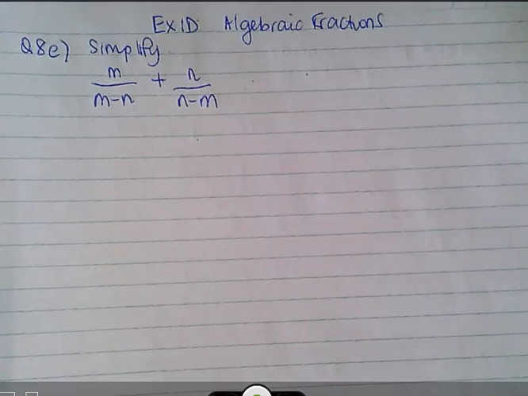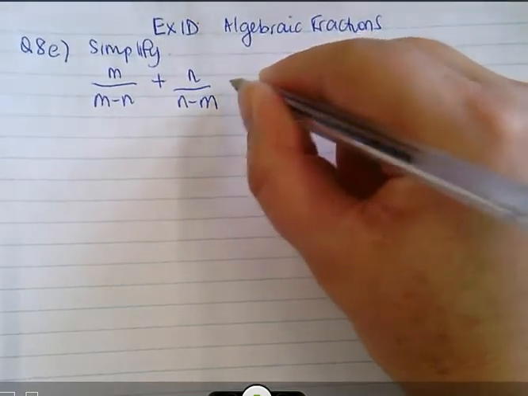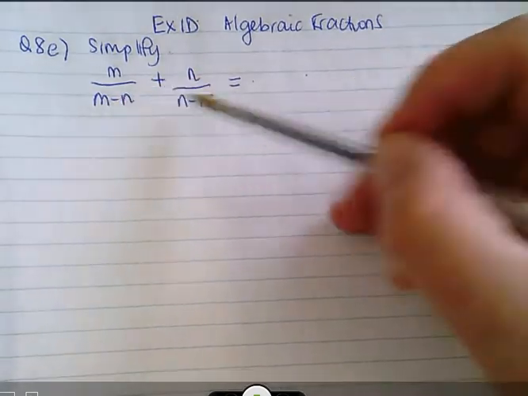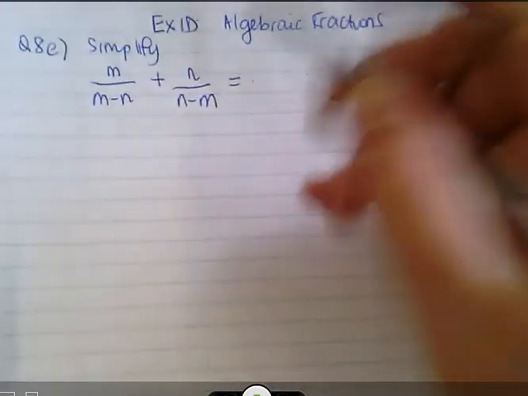Just looking at some more algebraic fractions, simplifying them. Exercise 1D, Cambridge. Question 8E, simplify the following there. What should we do to start, do you think? Or did you just go common denominator? Or notice that one denominator is the exact opposite in sign to the other denominator.